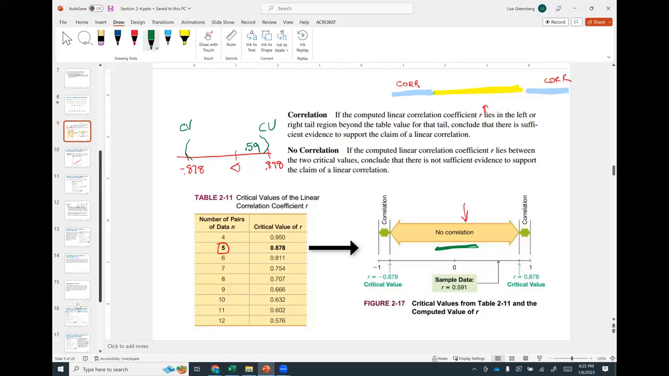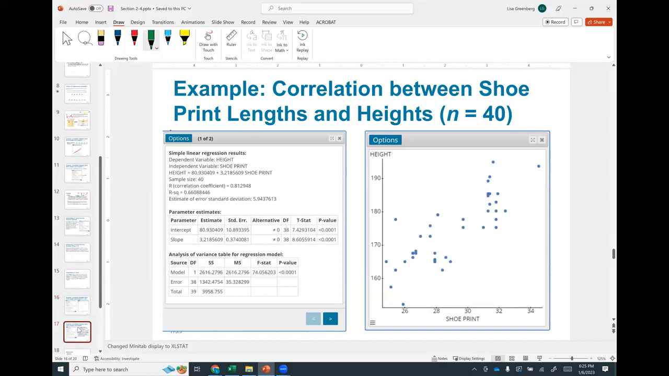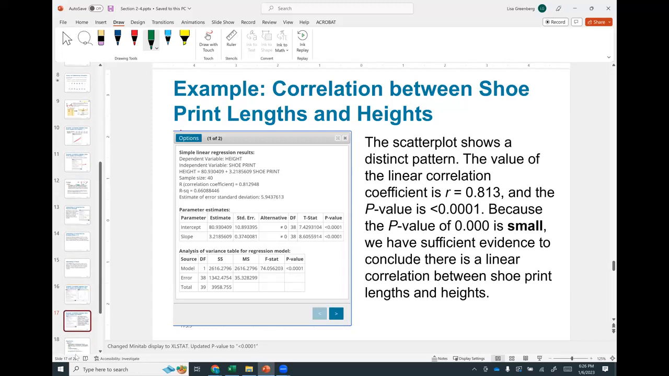Okay, let's see, where are we at? I think we did that. Yeah, we were just talking about this. We saw this information. So here, because our p-value is so small, just like I just said, we have sufficient evidence to conclude there is a linear correlation between shoe print length and height.